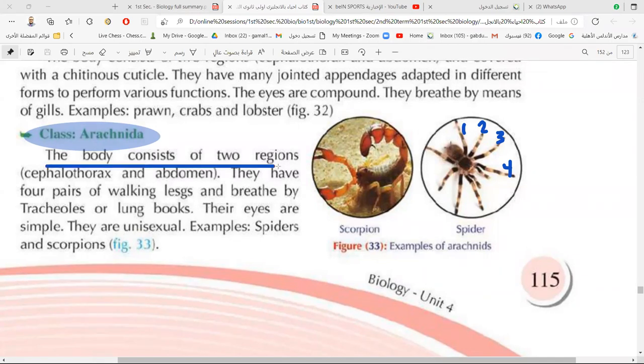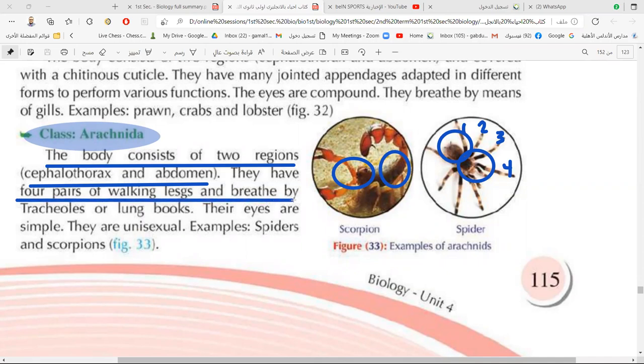The body of Arachnida consists of two regions, cephalothorax and abdomen, like Crustacea. Cephalothorax, الرأس والصدر, the front part, and the back side is abdomen. The body is divided into two regions. They have four pairs of walking legs. And they respire by tracheoles and the lung books, نوع من الأجهزة التنفسية تسمى الكتب الرئوية.